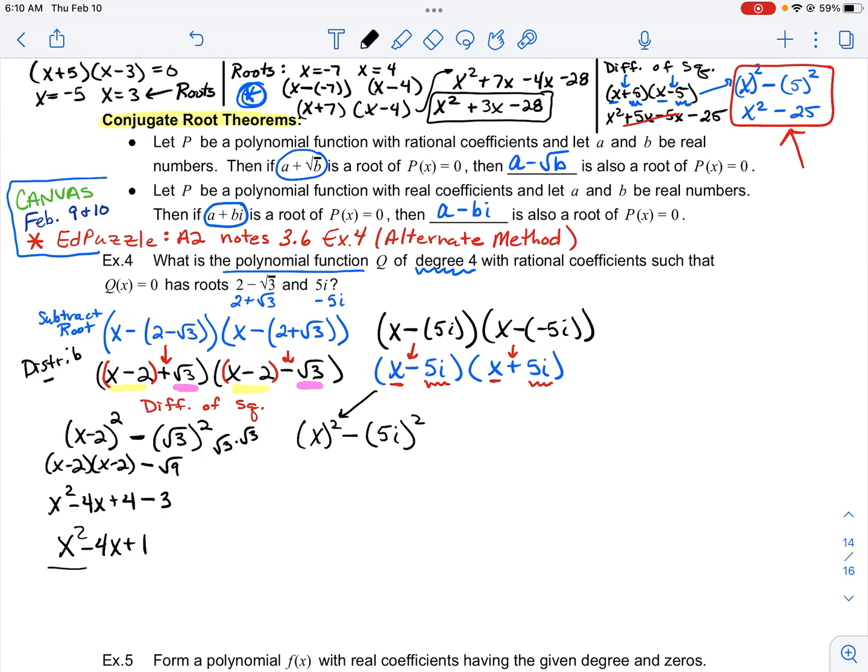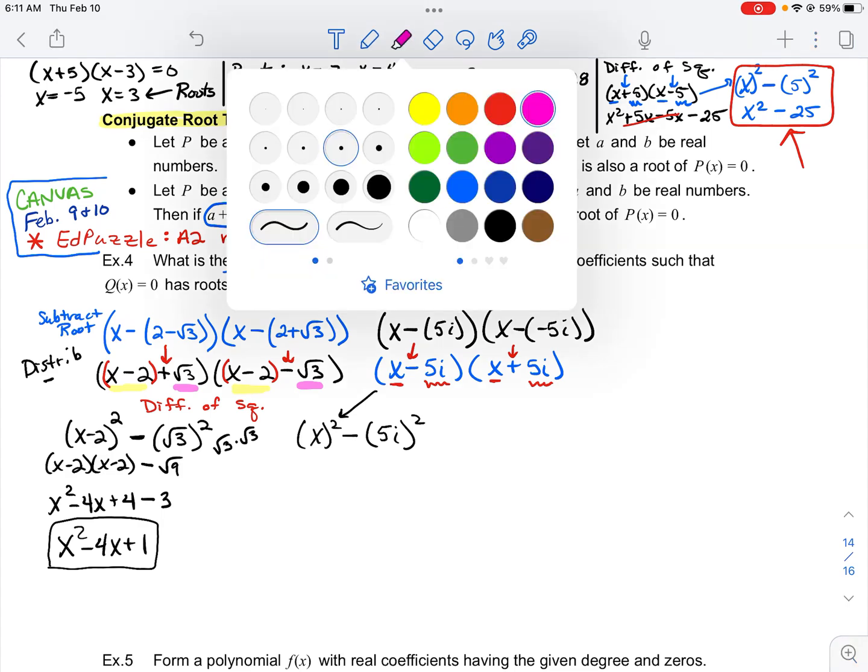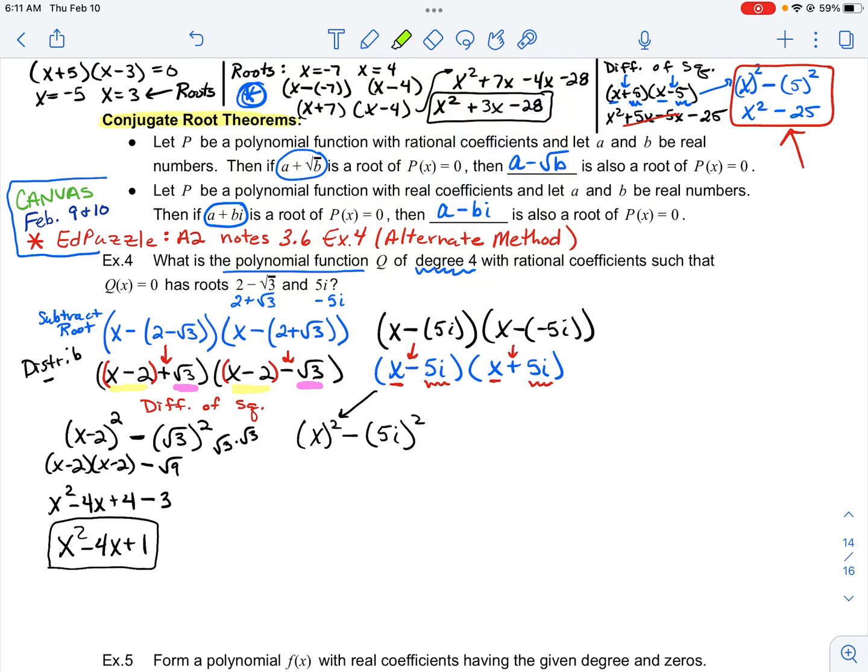So the two roots, 2 minus the square root of 3 and 2 plus the square root of 3, they're going to give us this quadratic, x squared minus 4x plus 1. If we did the quadratic formula on that, we would get right back to the beginning with these two roots. Let's go ahead and finish off the second side of this.